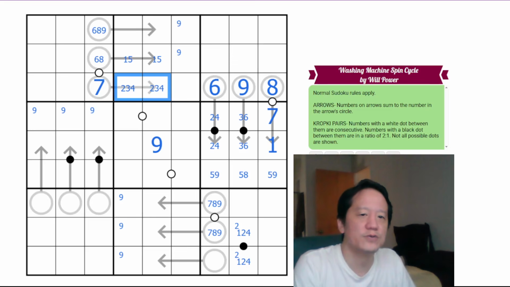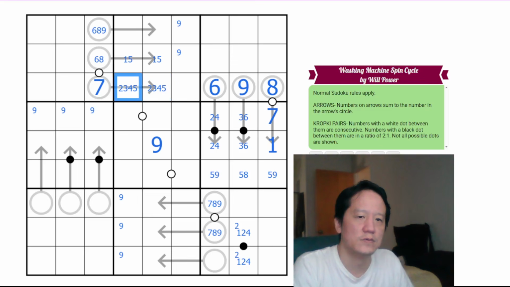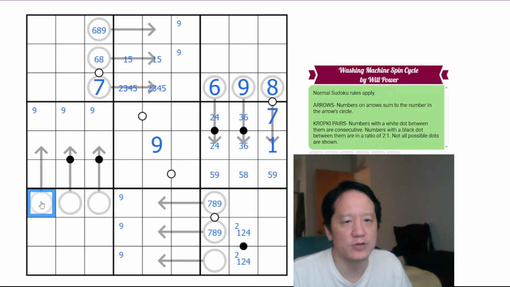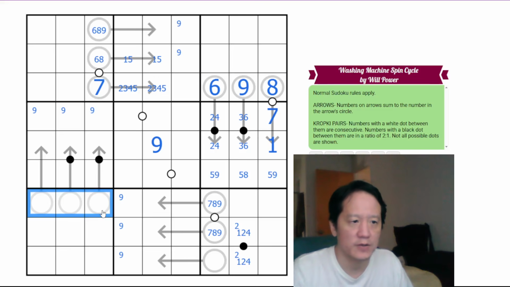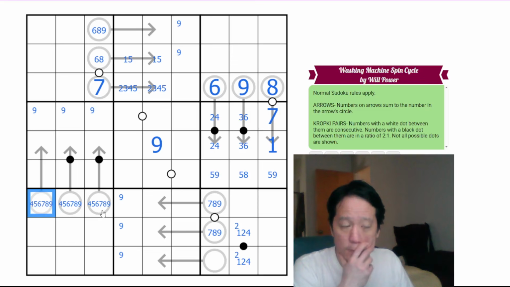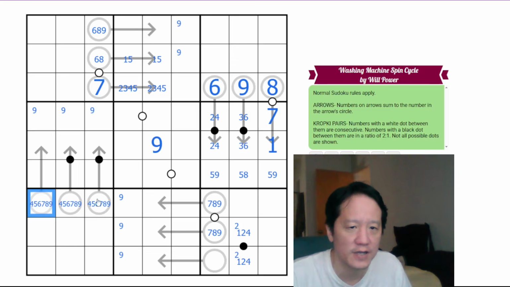So this could be 2 and 5, or 3 and 4. This could be many things. So we have something similar here, right? This has to be adding up to 21. So it's 4 through 9 here as possibilities. Or you could have 6, 7, 8.